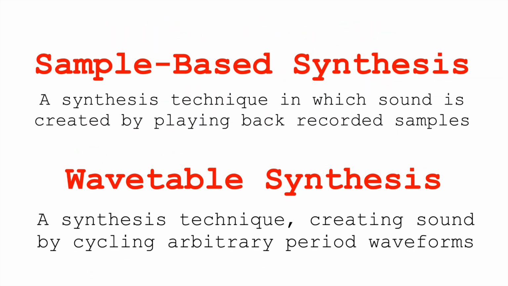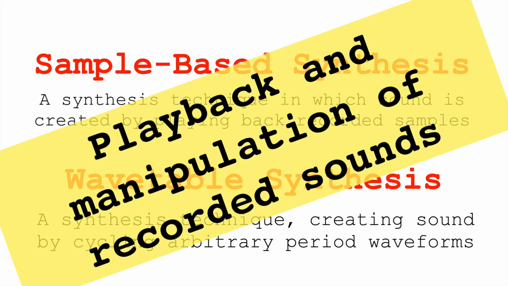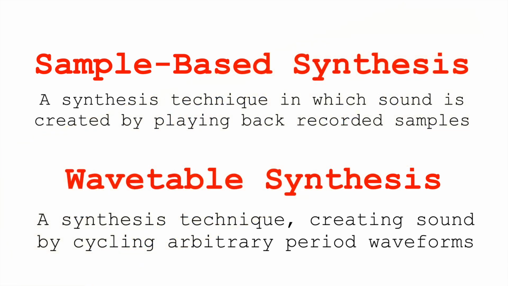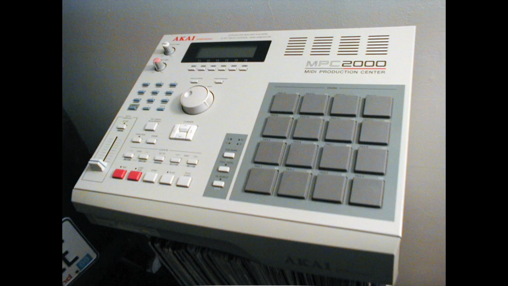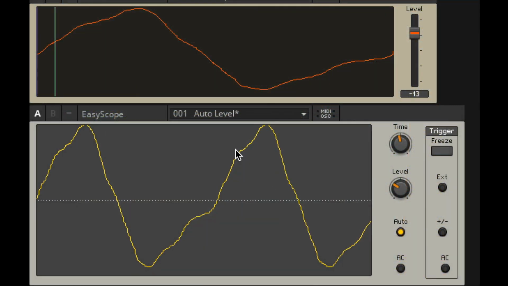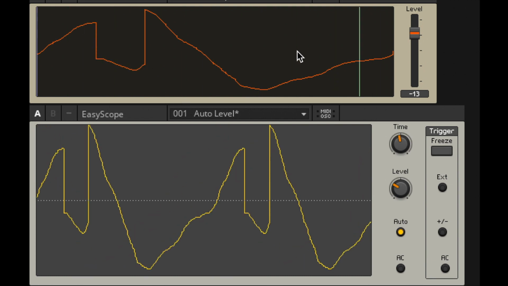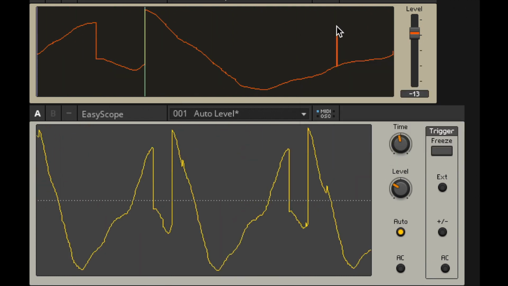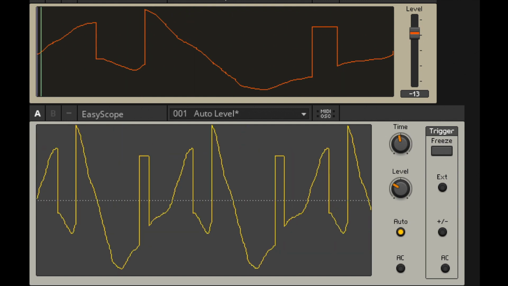So first, I've lumped together sample-based synthesis and wavetable into a larger group. In both of these synthesis techniques, we're using memory, digital or otherwise, to store information about a recorded waveform and play it back. The simplest idea of this is a sampler, triggering samples. Wavetable synthesis is another level of this. We take a very, very short, arbitrary recorded cycle of a waveform, and then we cycle through it at different frequencies to play it back.